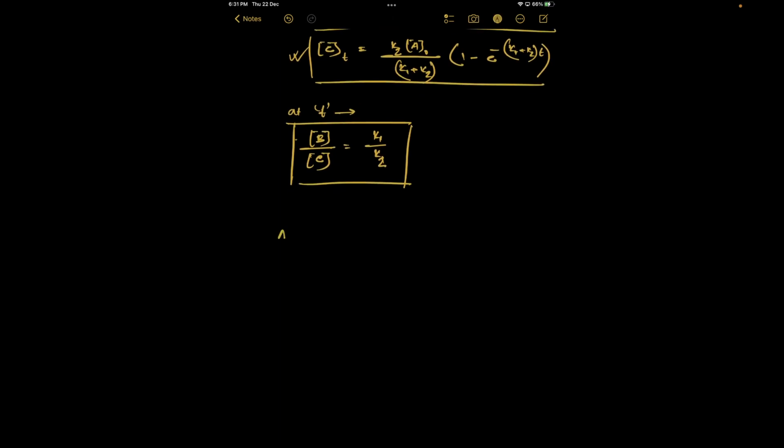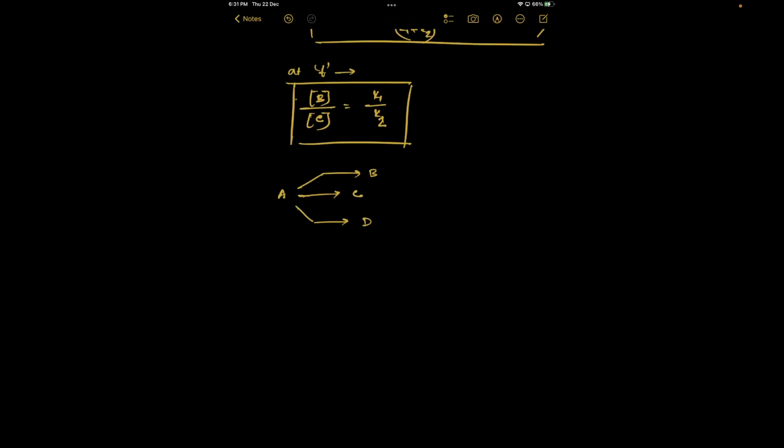Okay, now let's say for this reaction from A to B, from A to C, then A to D. This is also a parallel reaction, right? Three possible pathways are there. Here, let's say this is K1, this is K2, this is K3. The concentration of B divided by the concentration of C will be just K1 divided by K2. Also, the concentration of C divided by the concentration of D will be equal to just K2 divided by K3.